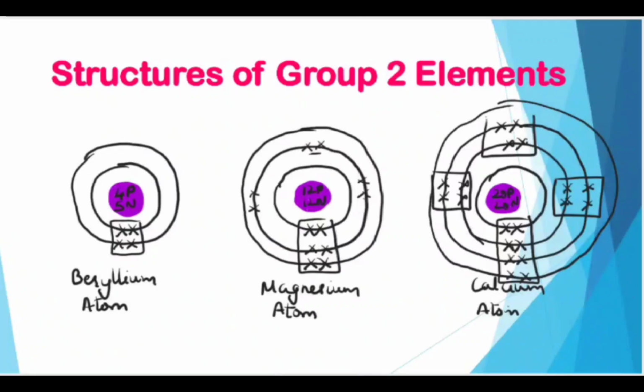Come on, let's count the periods. Since beryllium has 2 shells, it will be in period 2. Magnesium has 1, 2, 3 shells, K, L, M, so period 3. And calcium has 1, 2, 3, 4 shells, so period 4. Hope it was easy.